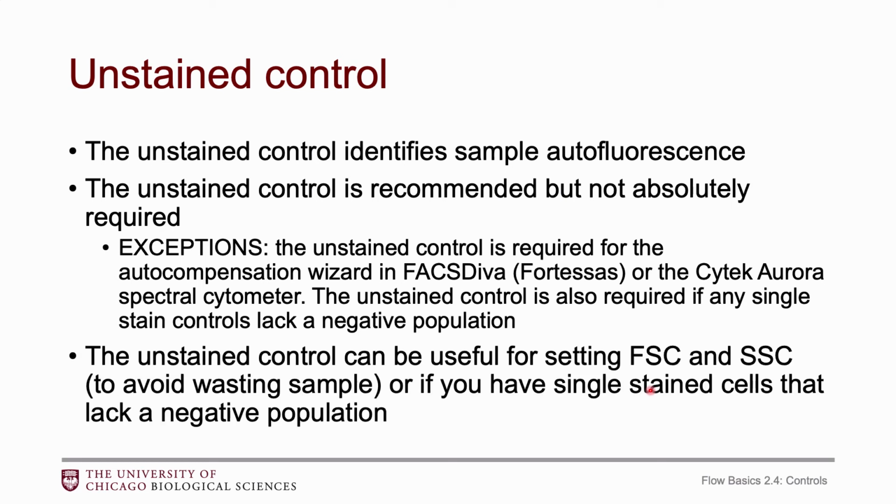The main purpose I like to use my unstained control for is setting up the forward and side scatter on the instrument, because then I don't have to waste any sample, especially if I have a different cell type for my controls. The unstained is usually going to be the same as your sample, although if you're using it as a negative or a universal negative, then it should be the same as the cells in your control.